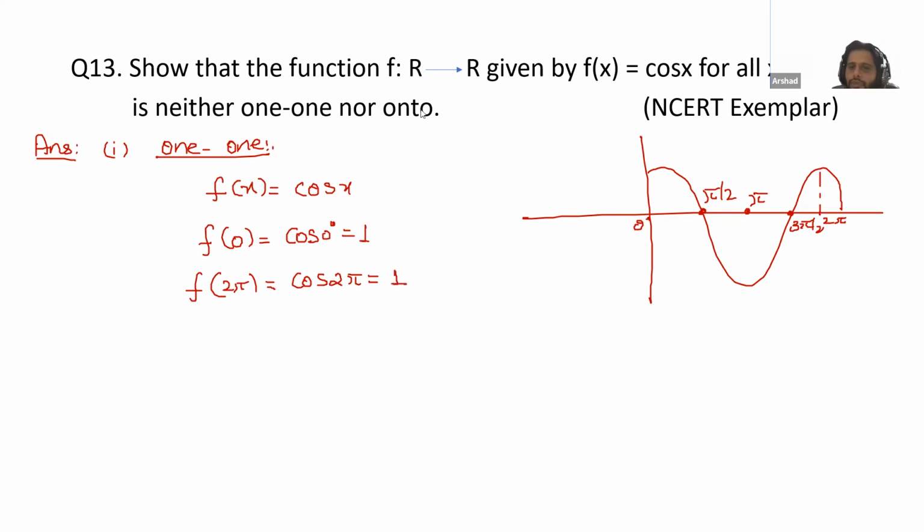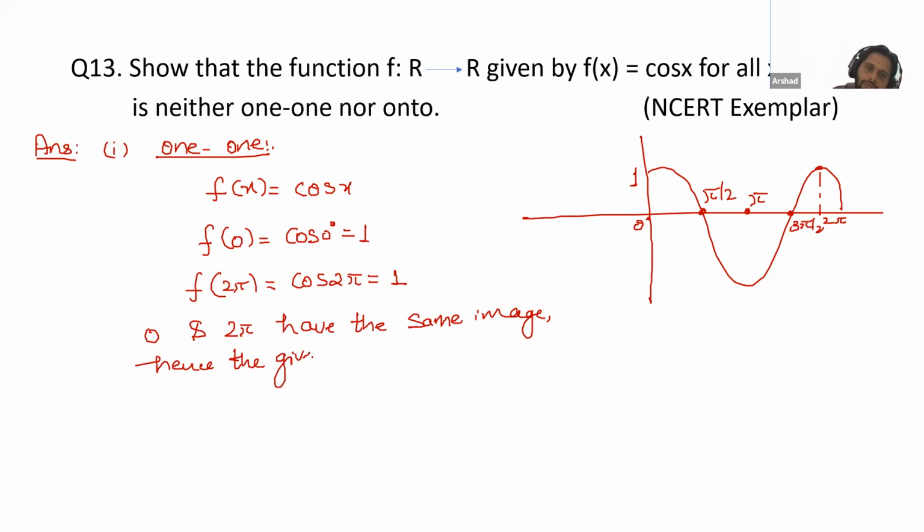So check here. At 0, we have the value 1. At 2 pi, we have the value 1. So 0 and 2 pi have the same value 1. So we can write that 0 and 2 pi have the same image. Hence the given function is not 1-1.